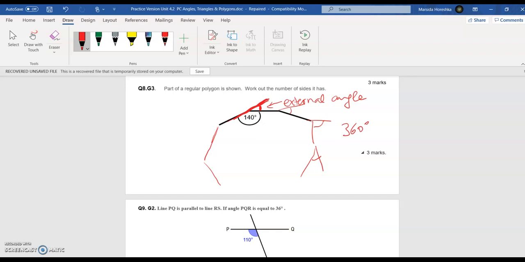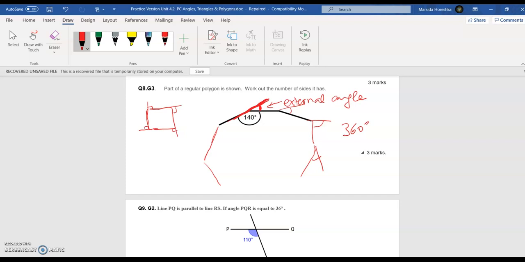If you ever forget that, draw quickly a square or rectangle, and as you can see, the external angles are right angles, 90 degrees, so 90 times 4 is 360. So we know these will add up to 360.